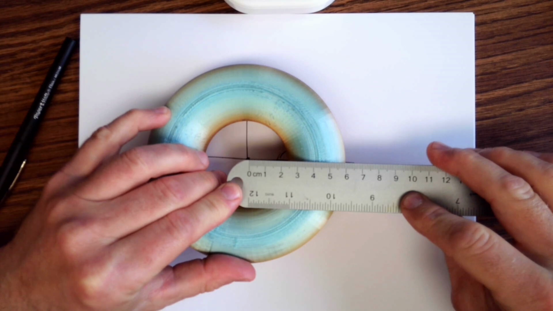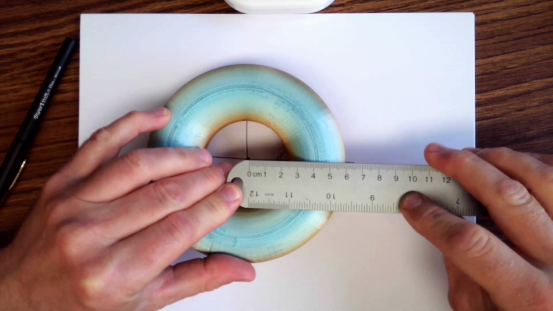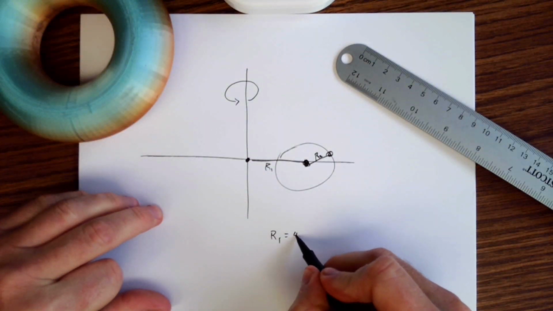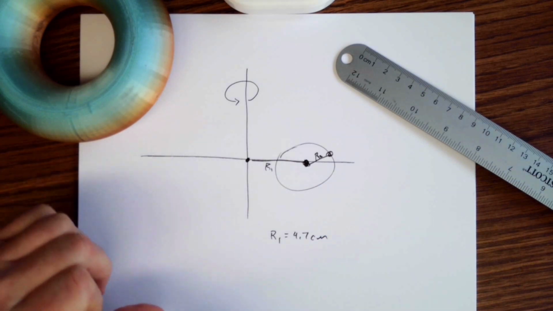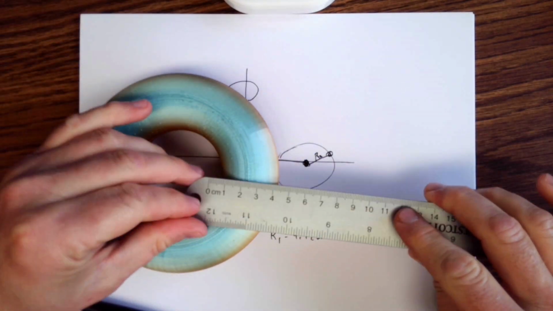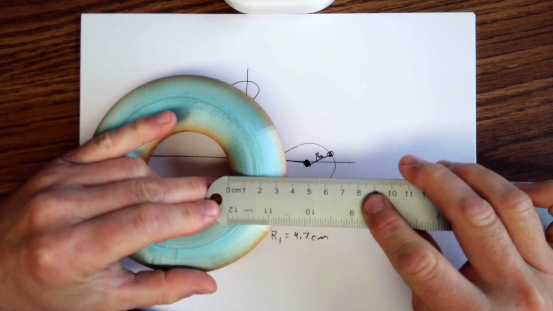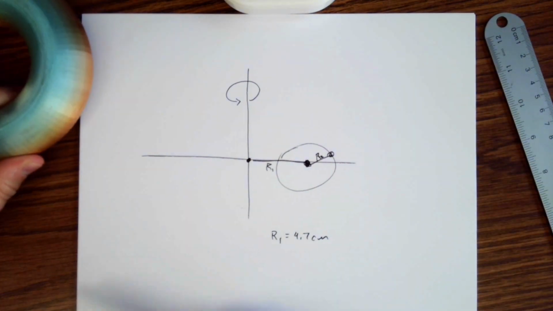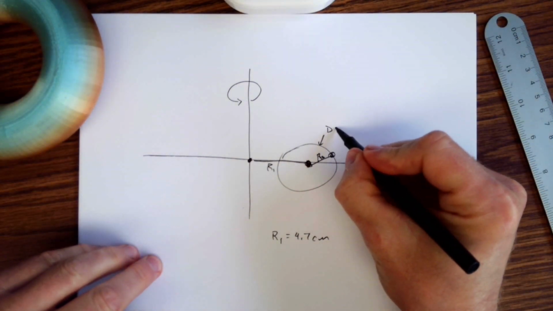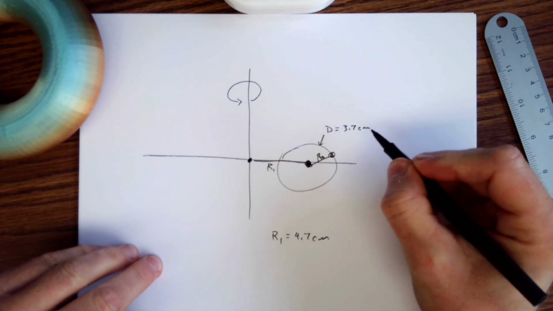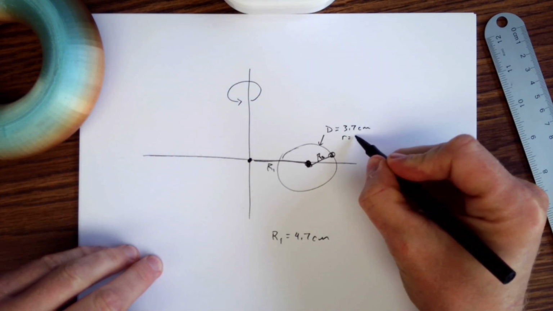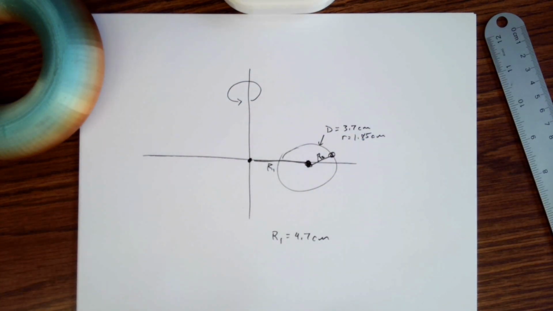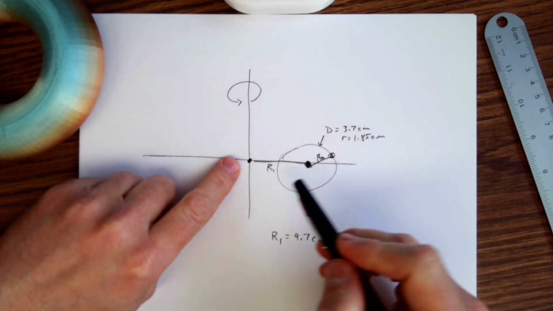It looks like it's about 4.5, maybe 4.7-ish centimeters to the center there. So that R1 value for mine would be about 4.7 centimeters, and keep track of your units. Then you need to figure out the actual measurement of the dough ring itself, which looks to be about 3.7 maybe. So the diameter of this thing is 3.7-ish centimeters, which means that the radius would be half that, or 1.85 centimeters approximately. Again, calipers would be very useful in this situation. There are other ways you can figure those out, but those are the pieces you need.